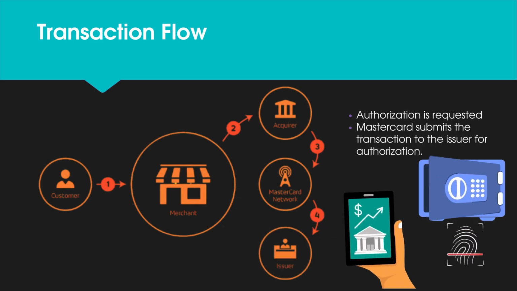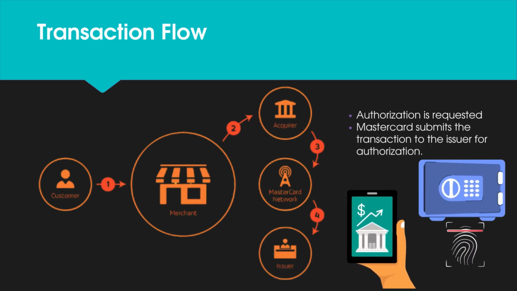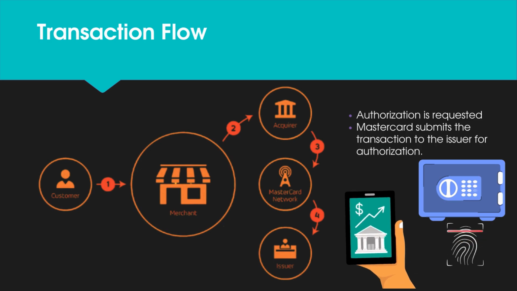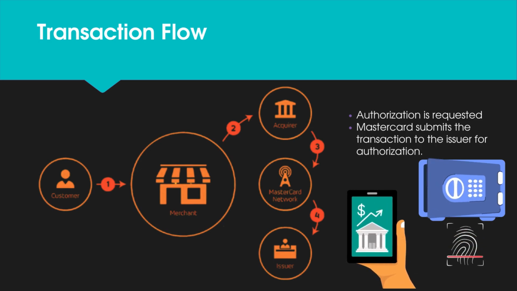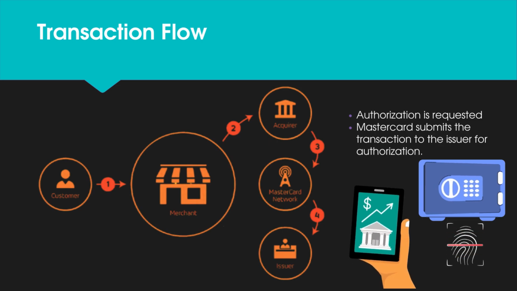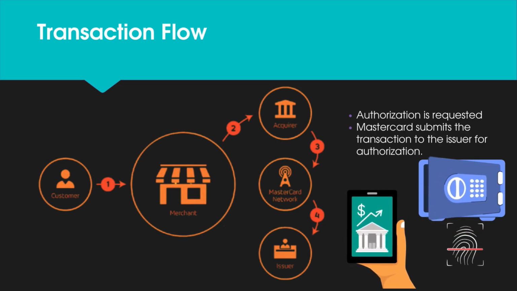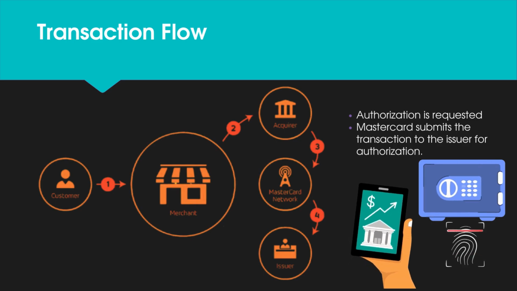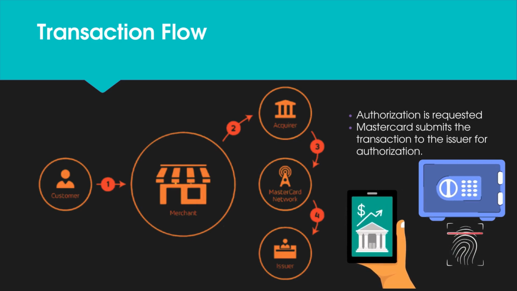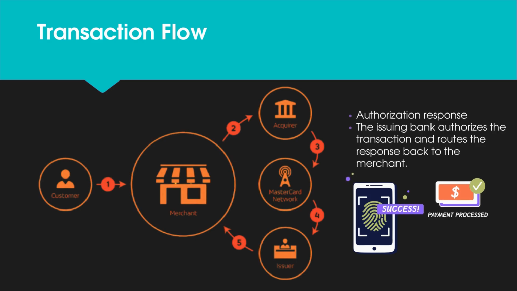At this point, MasterCard submits the transaction to the issuing bank asking for authorization. The issuing bank, which holds the customer's account, authenticates the details provided. This includes checking if the card details, balance, and other factors are valid. If everything checks out, the issuing bank sends an authorization response back to MasterCard.